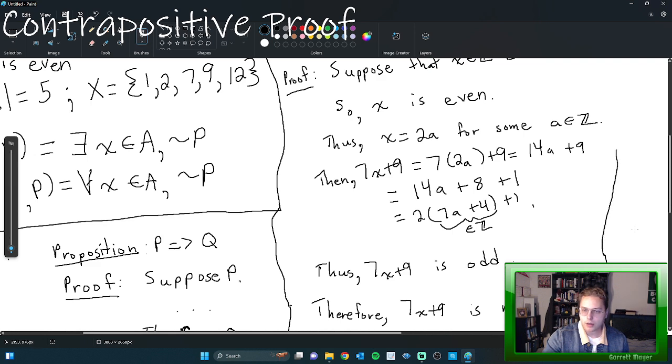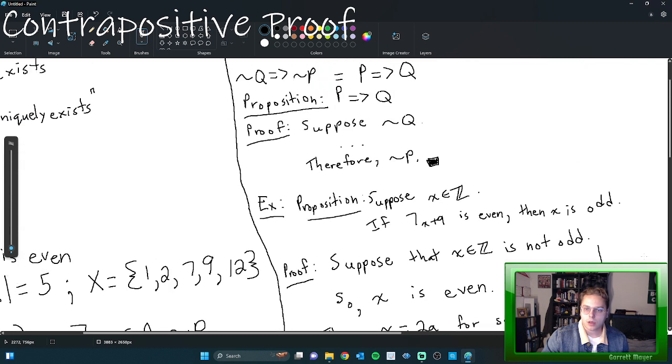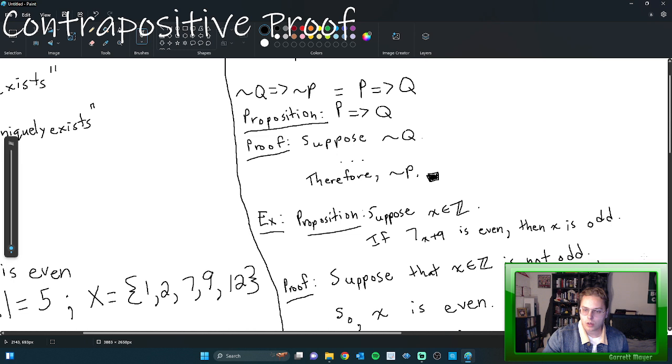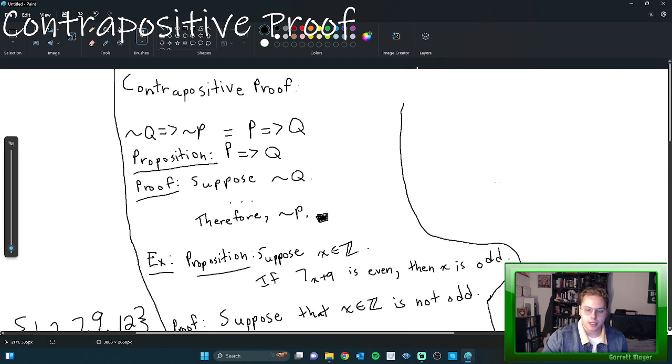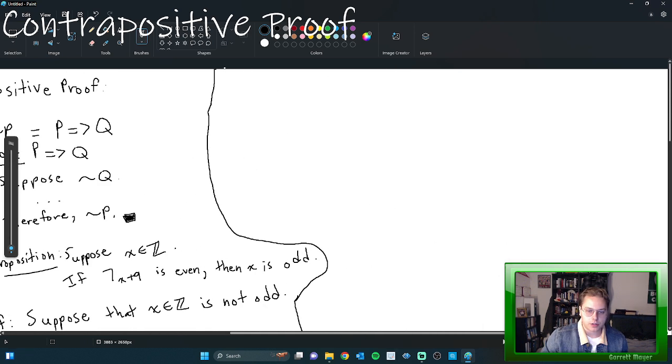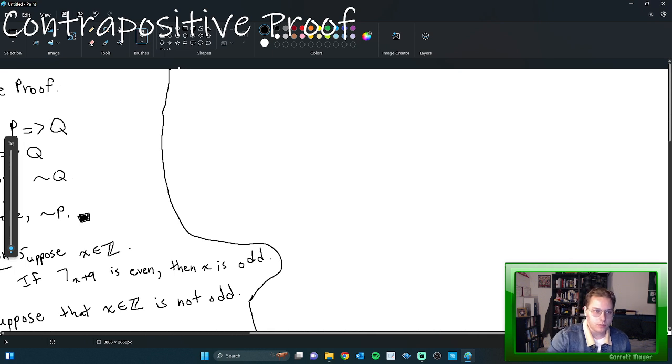Let's block this out. This is going to be our first proof technique that is not only for conditional statements. And this proof technique is called proof by contradiction.